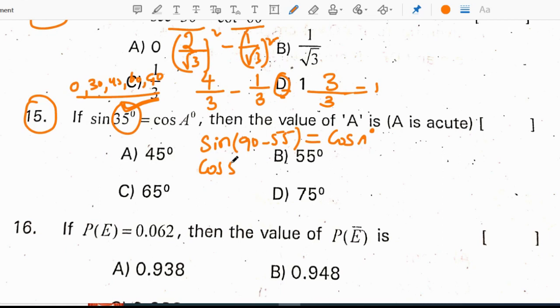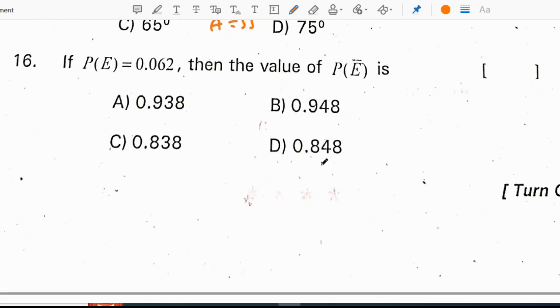Sin will become cos. Cos 55 is equal to cos A. Cos will be cancelled. A will be 55 degrees. Correct option is option B, 55.